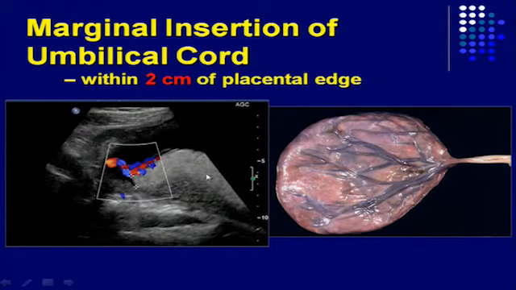So we see the majority of the placenta is towards the back wall here. Look where that cord's coming in. So then I measure how far. If that insertion is within 2 centimeters of the edge of the placenta, we call that a marginal cord insert.